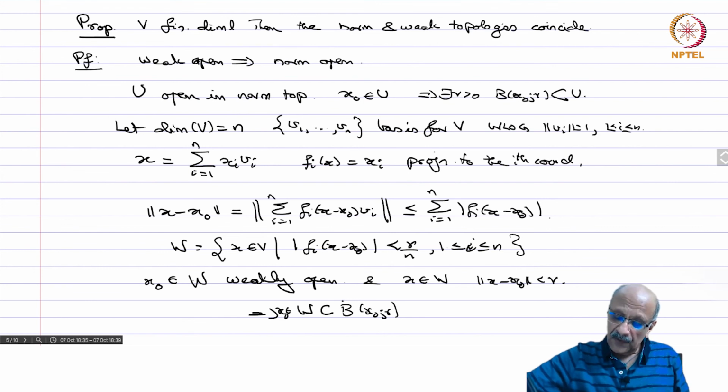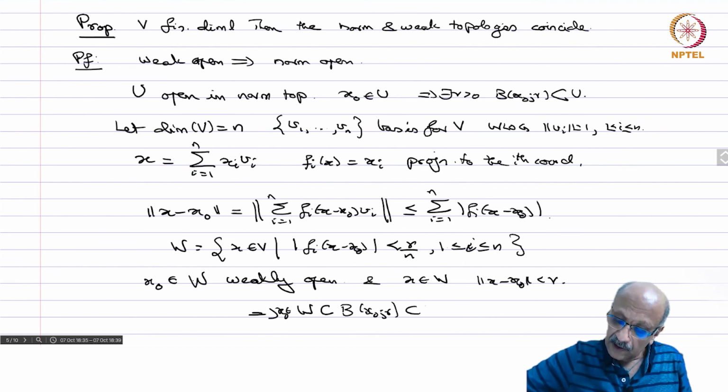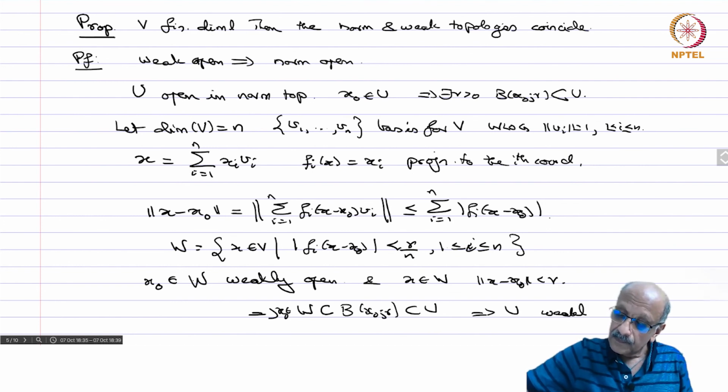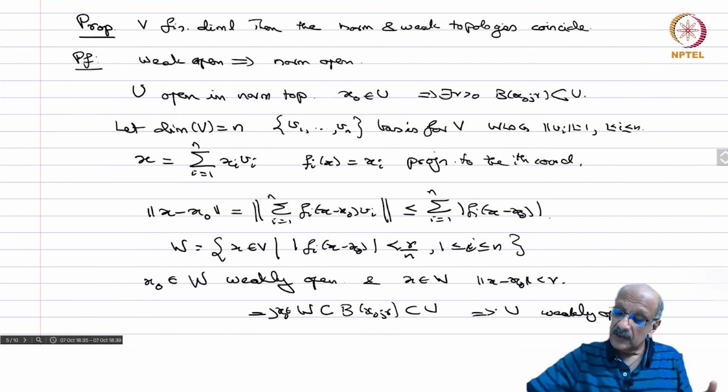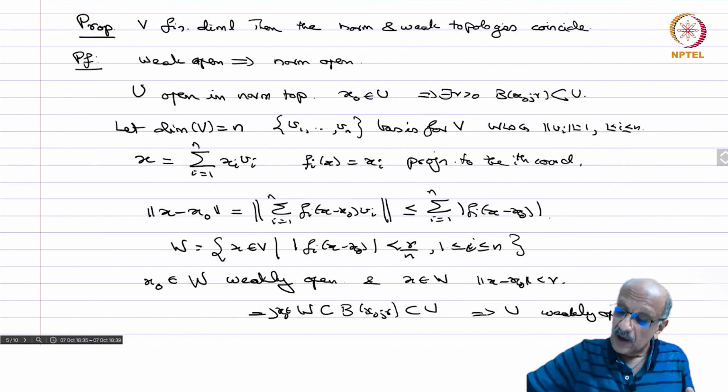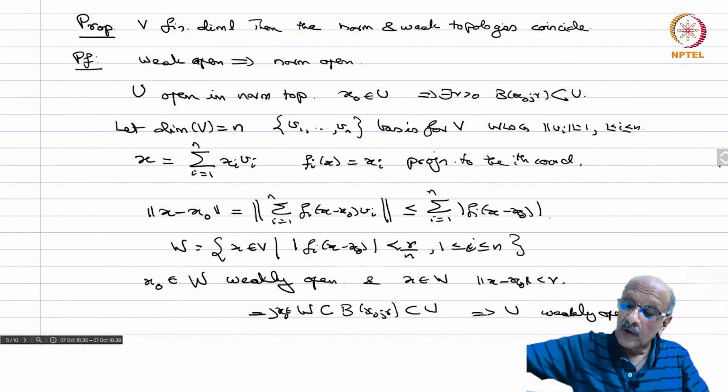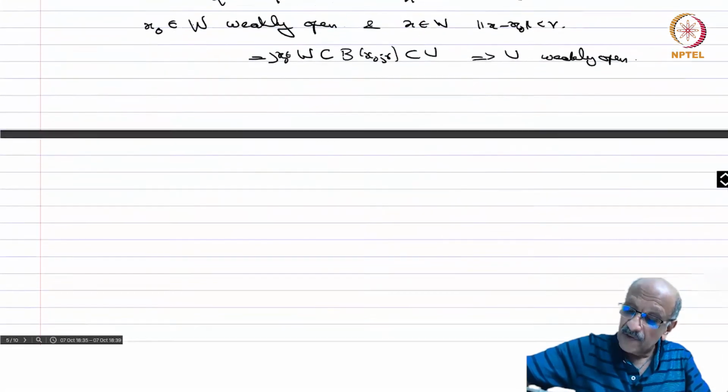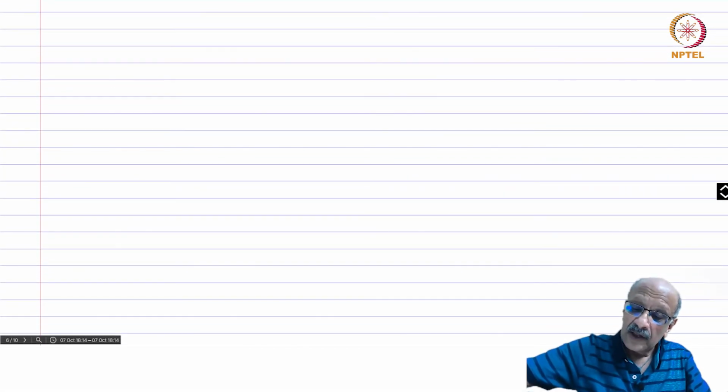So B of x naught, R contains a weak neighborhood of every point in it, which is of course contained in U, which implies U is weakly open, because every point in it has a weak neighborhood inside the same set, and therefore every norm open set is weakly open, every weakly open set is norm open, therefore the two topologies are one and the same. So if at all there is going to be a difference, we have it only in infinite dimensions.